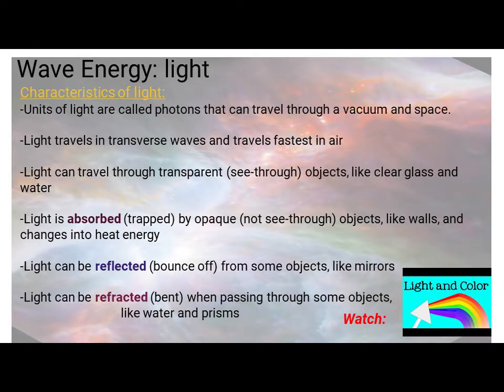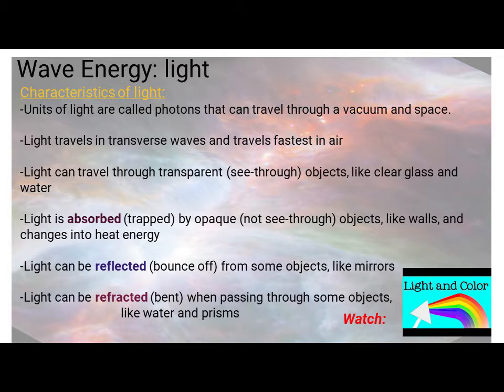Wave energy, or light. The characteristics of light. Units of light are called photons that can travel through a vacuum and space. Now, light travels in transverse waves and travels fastest in air. Light can travel through transparent or see-through objects like clear glass and water. Light is absorbed or trapped by opaque, which is a not see-through object like walls, and changes into heat energy.